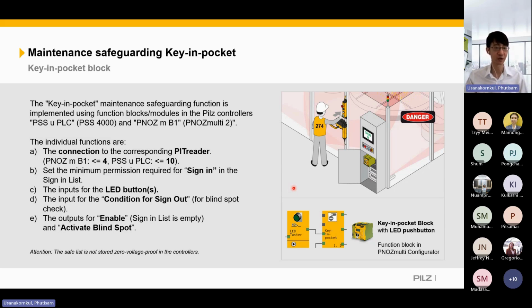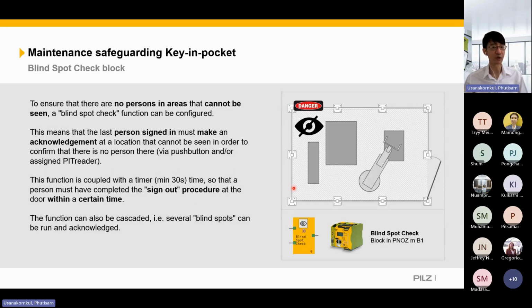Okay, so basically, yeah, we have the safety function block, particularly for this application. There are also a few other safety function blocks they can use. One of them is the blind spot check. This is a feature that we need because there are certain machines where there's a blind spot and the person who resets the system may not see the person still inside the hidden area, for example.